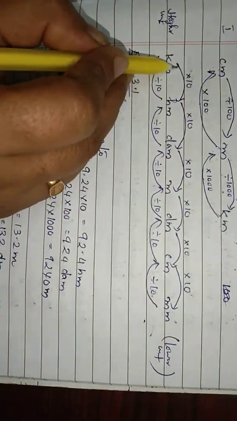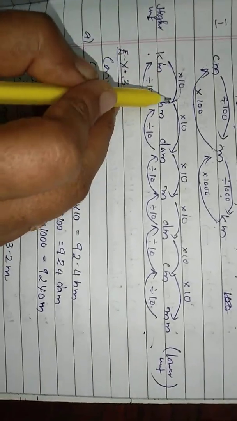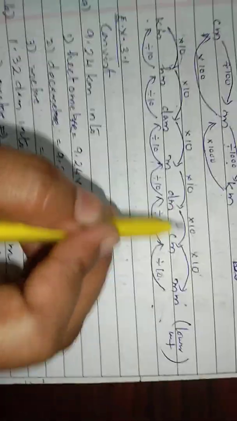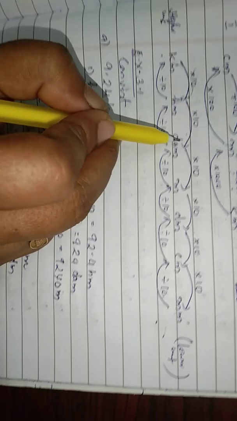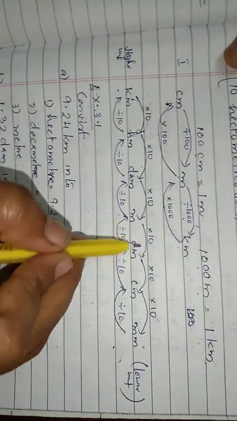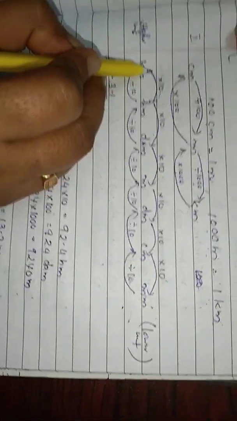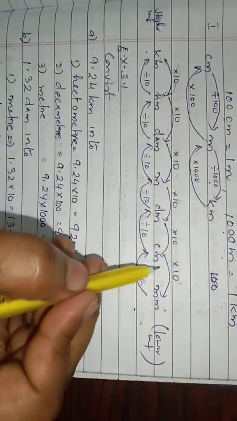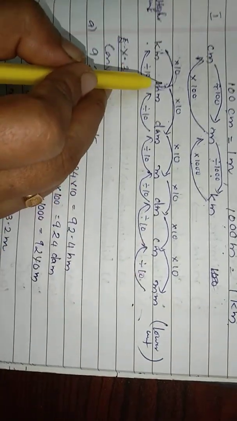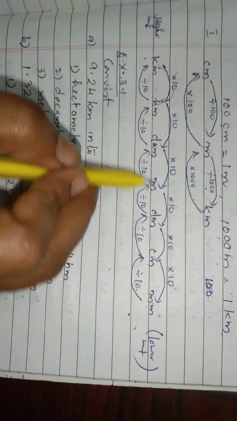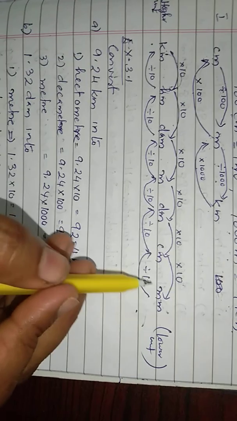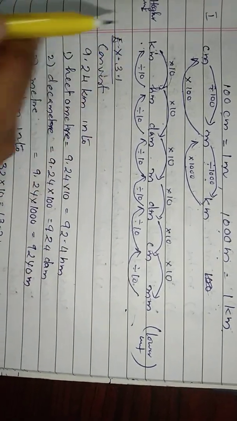This higher unit to smaller unit I have written over here. Kilometer to hectometer, multiply by 10. All of them are multiples of 10. Then hectometer to decameter, decameter to meter, meter to decimeter, decimeter to centimeter, centimeter to millimeter. So to change from a higher unit to a smaller unit, you have to multiply according to the given unit. Here all are multiples of 10. And from a smaller to a higher unit you can divide by 10. Now moving to exercise questions.